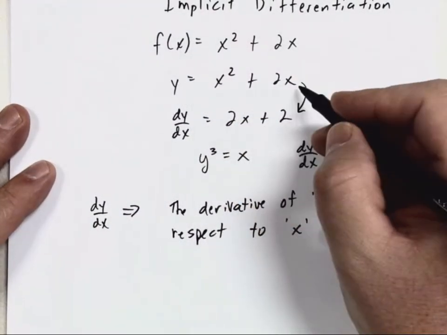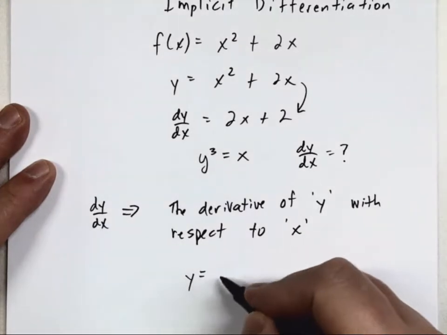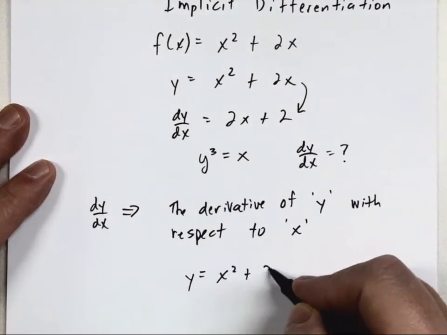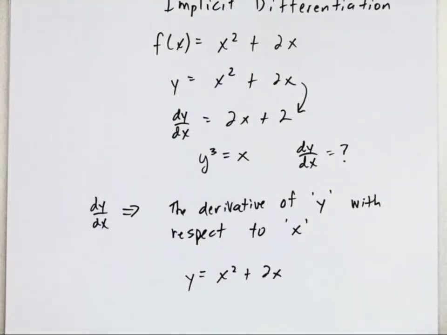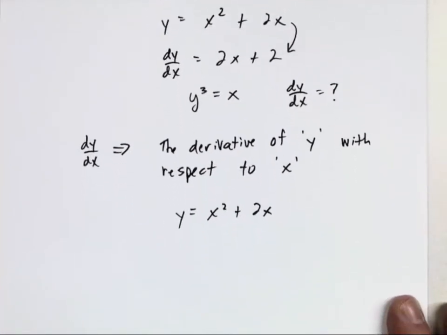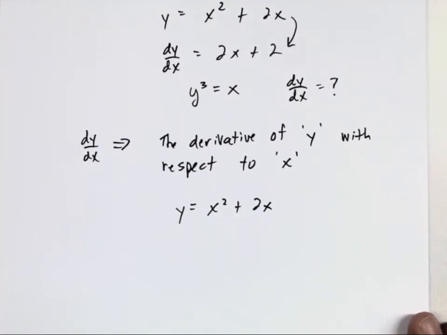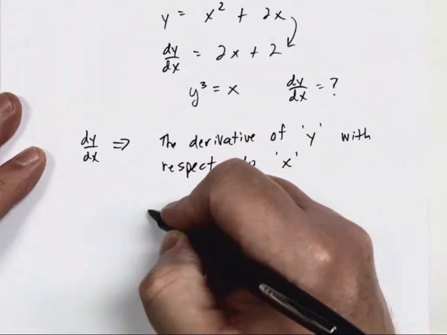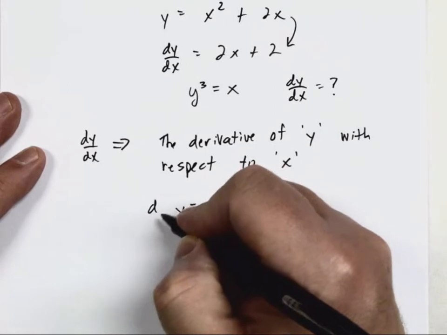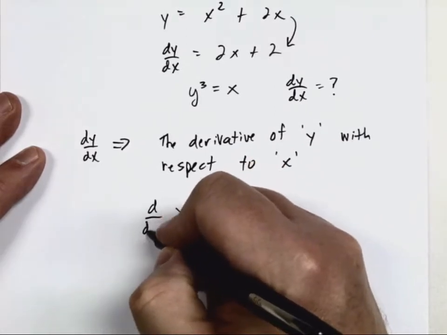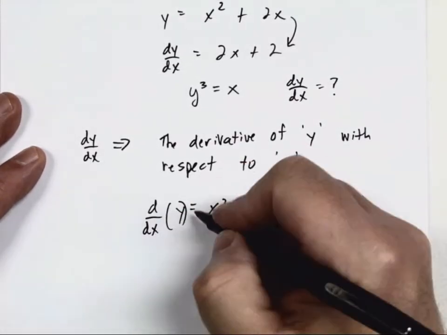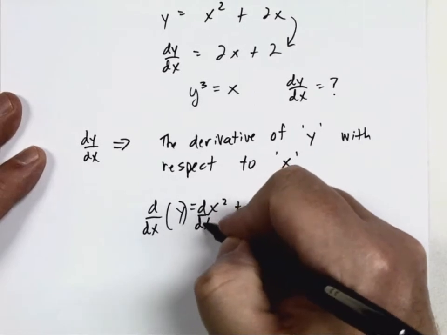Let me go back up here. When we took the derivative of this equation, do you know what we were really doing, though we didn't say it? To take the derivative of this equation, what we're really doing is taking the derivative of both sides of the equation. And by that I mean, a lot of times we write the derivative of both sides with respect to x like this.